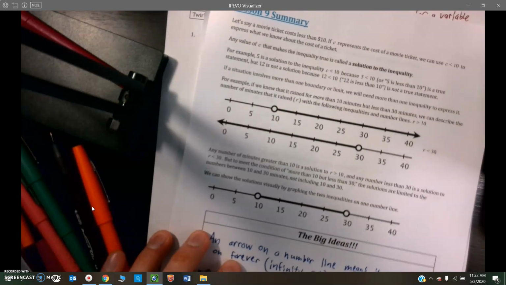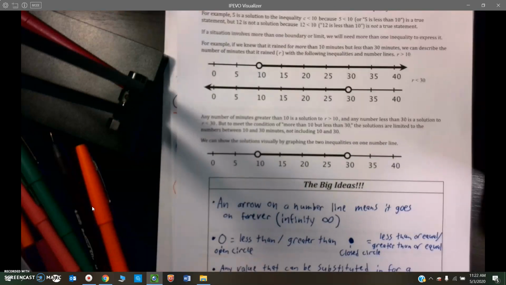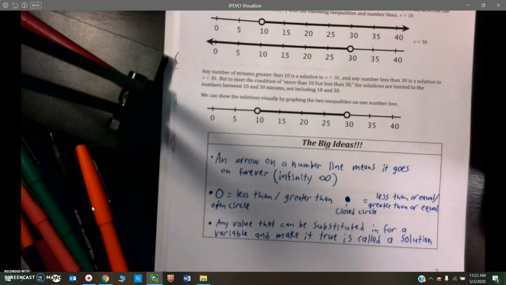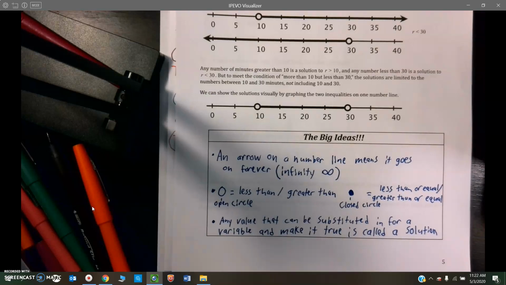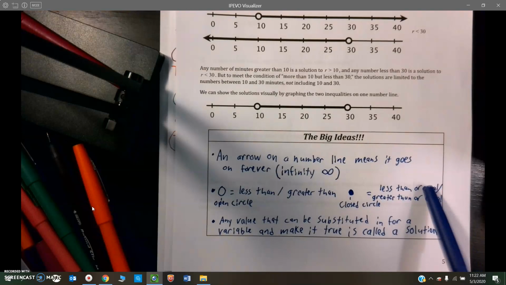So please make sure to read this over and copy down your big ideas. So 1, an arrow on a number line or graph means it goes on in that direction for forever. So really, for any inequality, in theory, there's infinite values, because if it goes to the right, you could just keep on counting up. Also, the open circle is just less than or greater than, or the closed circle is less than or equal to, or greater than or equal to.